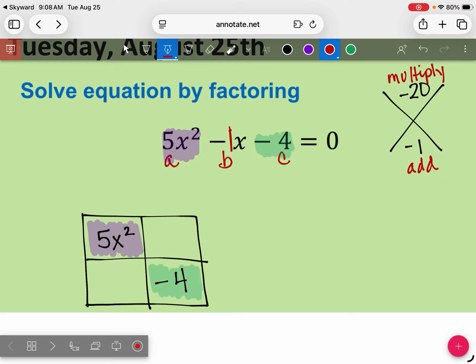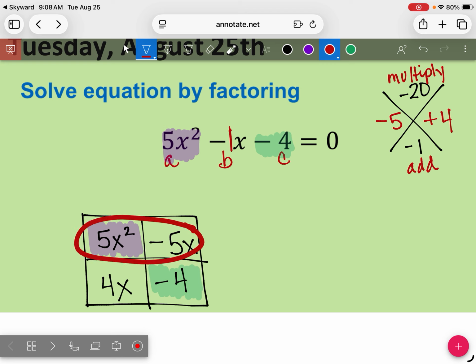-5 and +4. So those would be my two numbers that I'm taking out, and I'm putting them here and here. So I'm going to put those in the other two squares. And now we're taking out our GCFs. Now, when I'm going this direction, first I'm going to look at these two squares, and only those two squares.